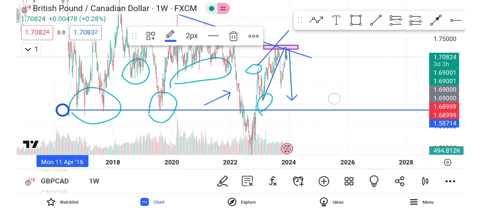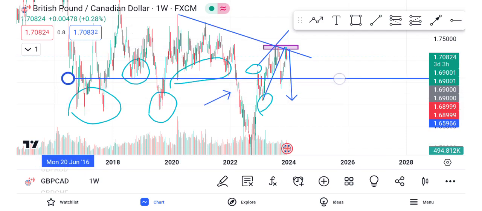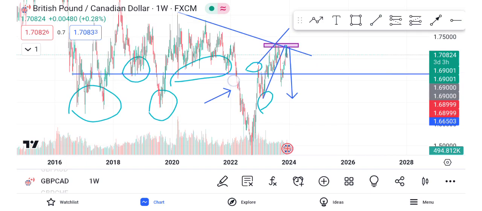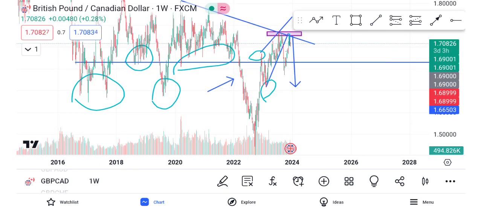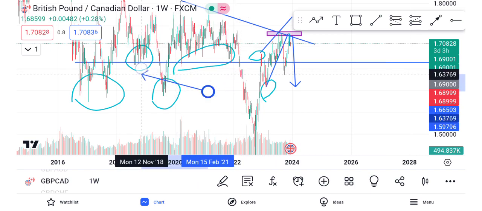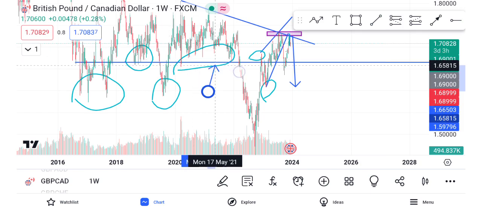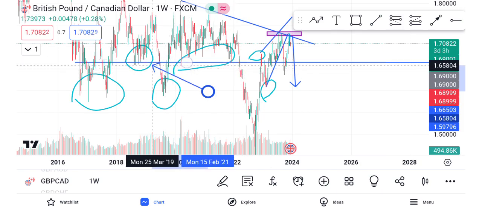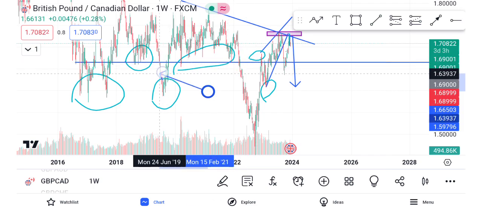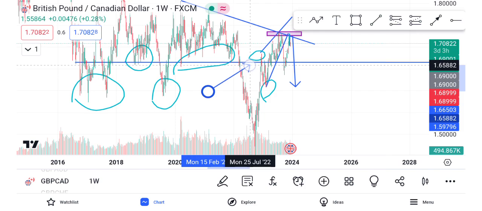But you see this point here, this point here, this point here, this point here, they are weak presently because as the price broke the rising wedge, it broke the three points altogether before the price retests back up.